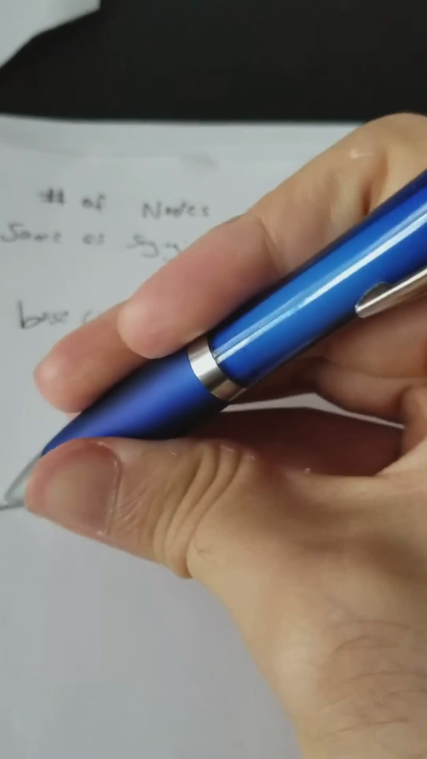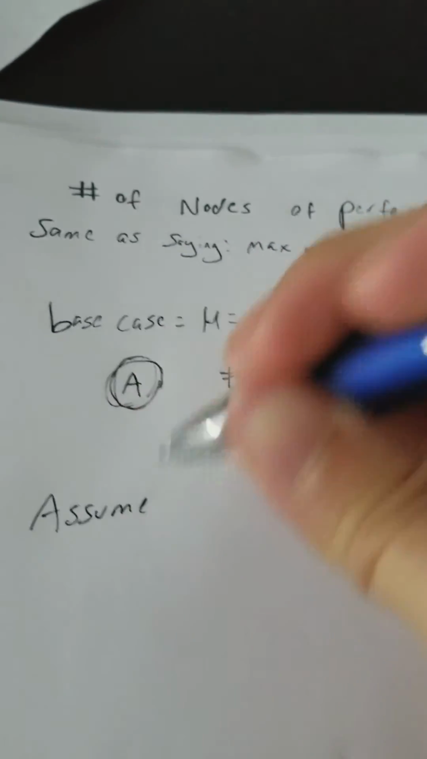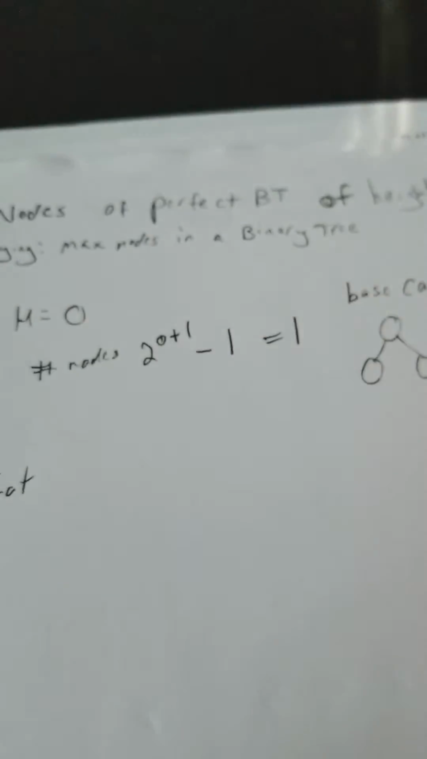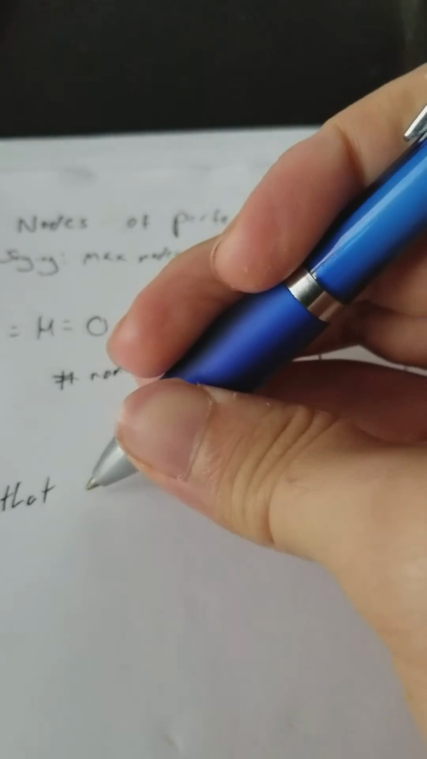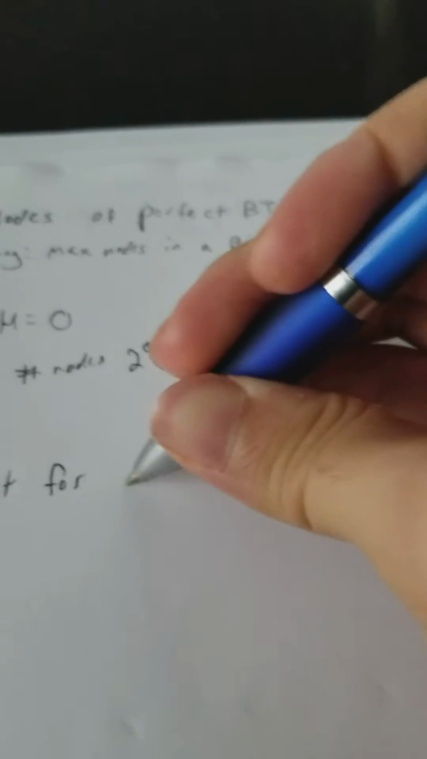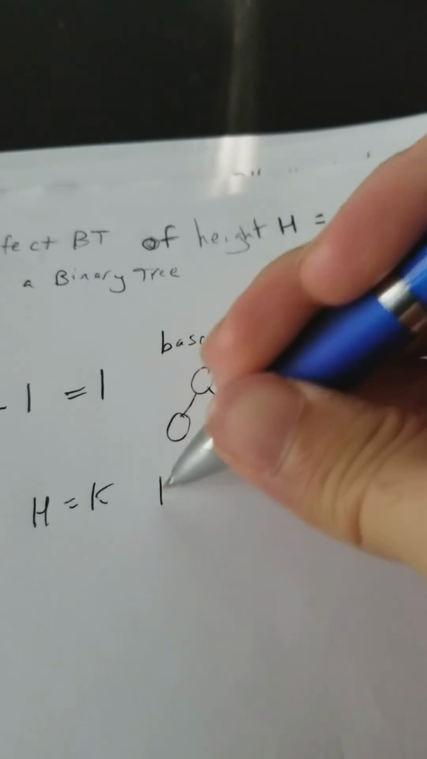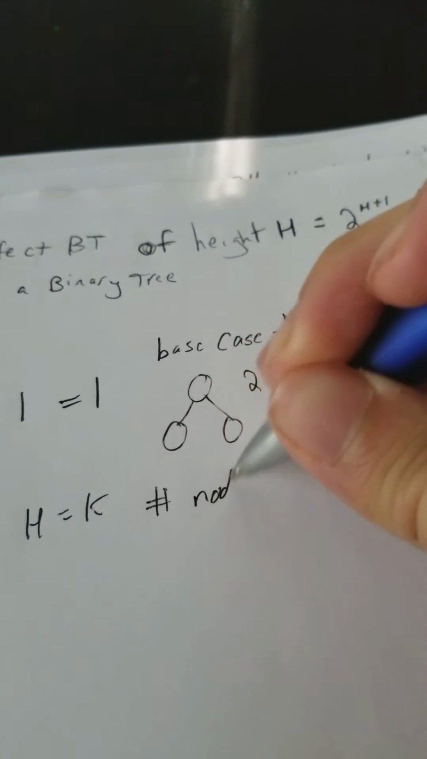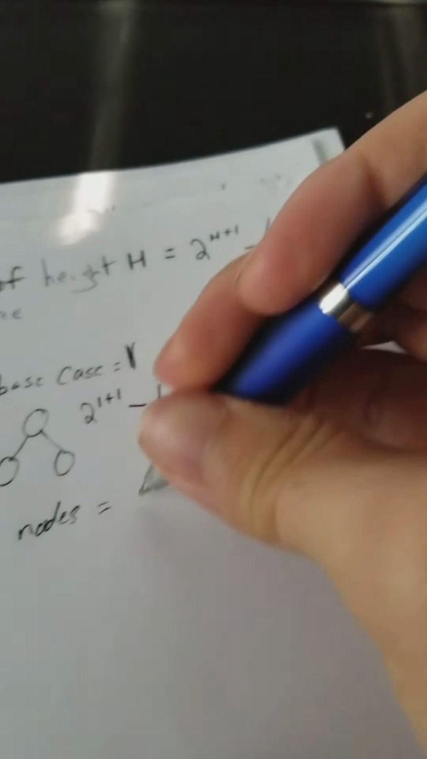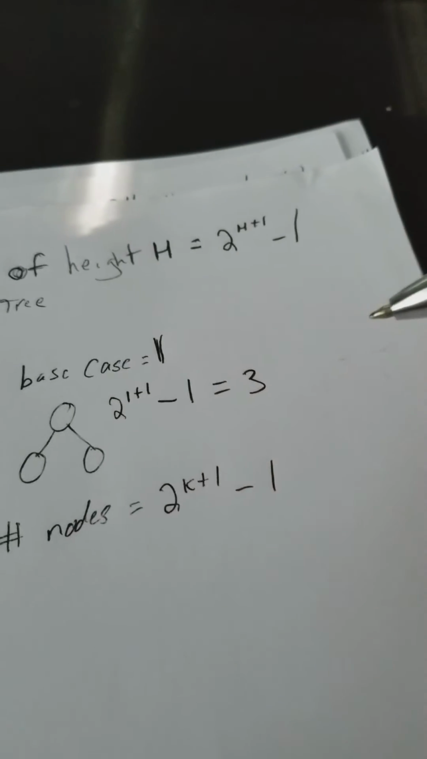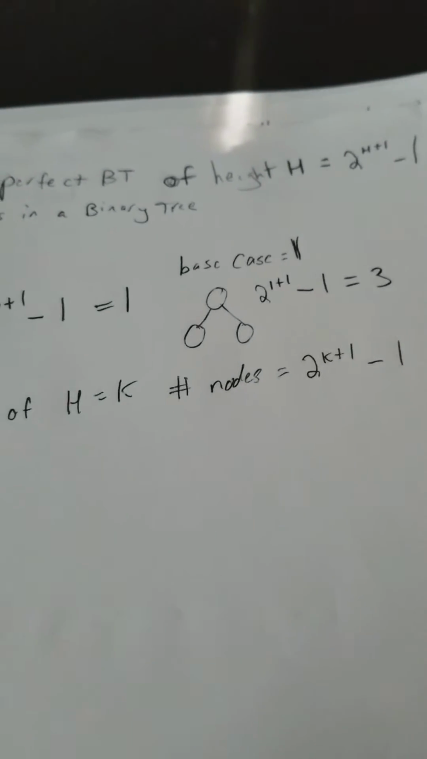So we're going to assume that 2 to the h plus 1, minus 1 nodes holds true for k. So we're going to write that as, assume that for a tree of h equals k, the number of nodes equals 2 to the k plus 1, minus 1. We're going to use this definition in our proof.